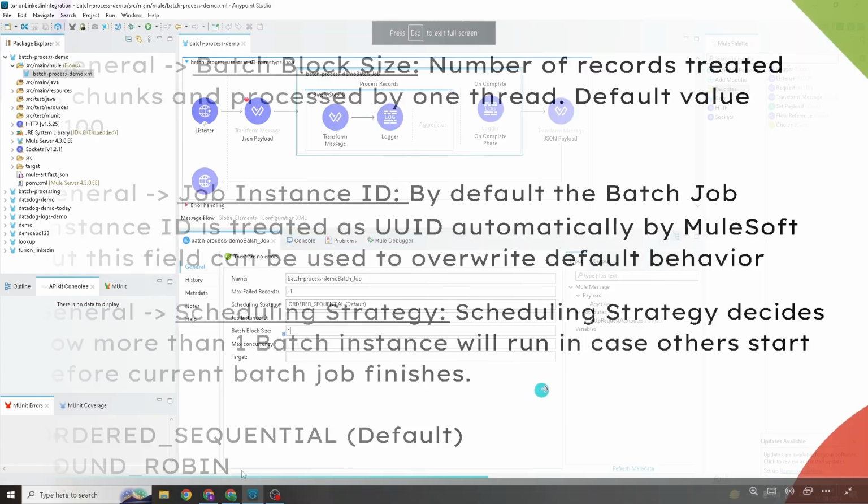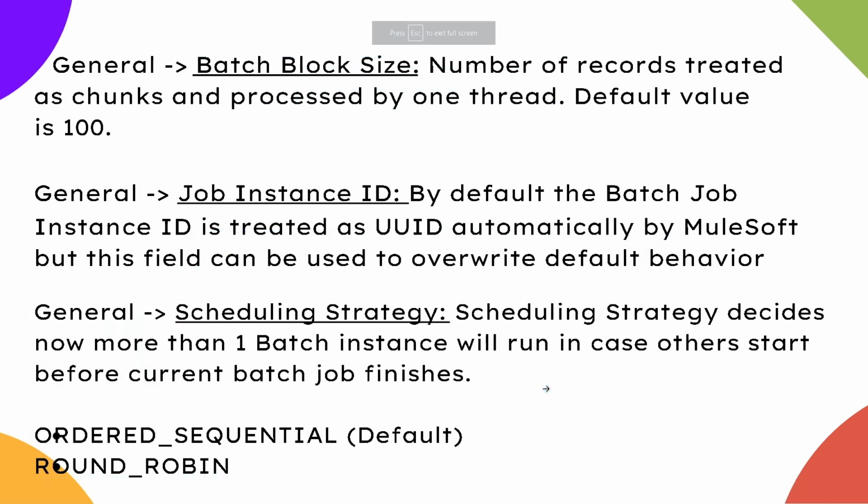So guys, the next field is batch job instance ID. From the definition, by default the batch job instance ID is treated as a UUID automatically by Mulesoft, but this field can be used to override the default behavior.